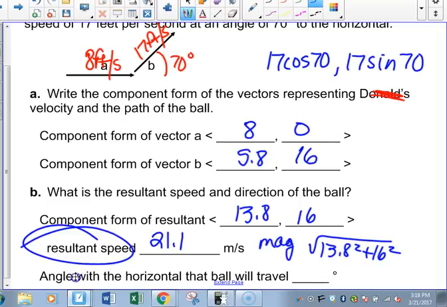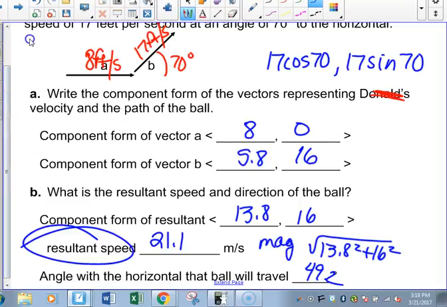Okay. Angle with the horizontal. That's just inverse tangent, and there's no craziness. You just do y divided by x. It's not a bearing question. I got 49.2 degrees. Yes? Okay. Do you understand? I'm not asking a bearing question on tomorrow's quiz, okay?